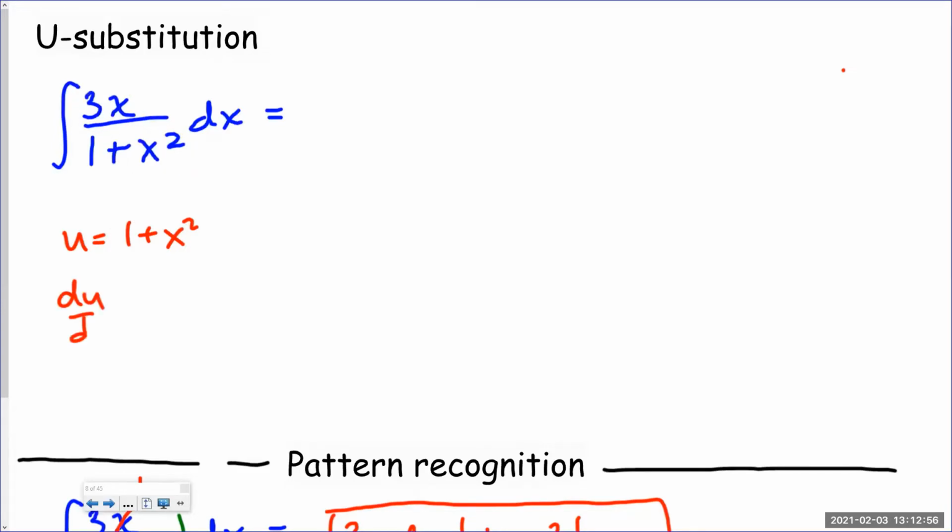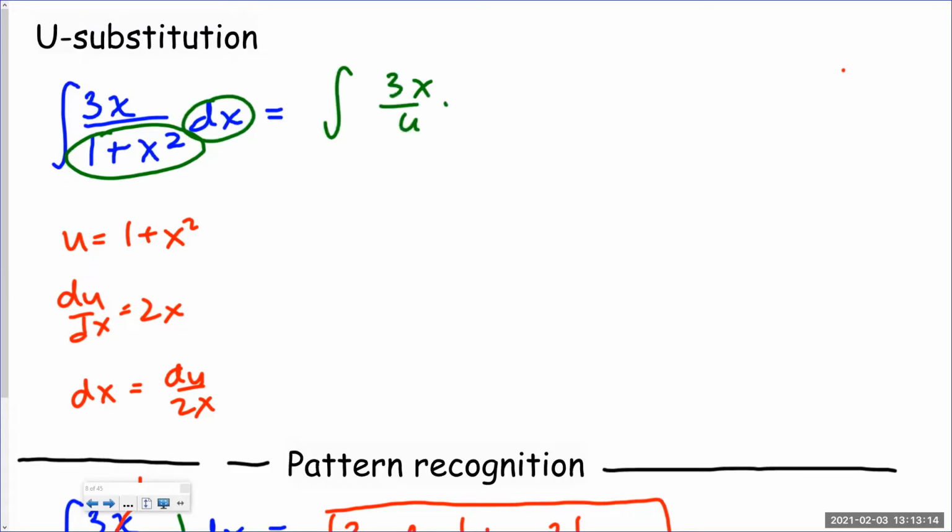All right, let's take the derivative of this and let's solve for dx using real algebra. Okay, we're going to replace two things. What two things do you replace? Your u, which is this right here, and your dx, which is this right here. If I don't circle it, I'm not going to replace it.